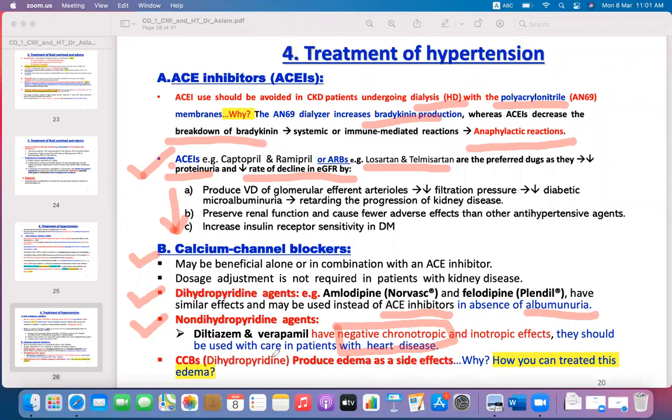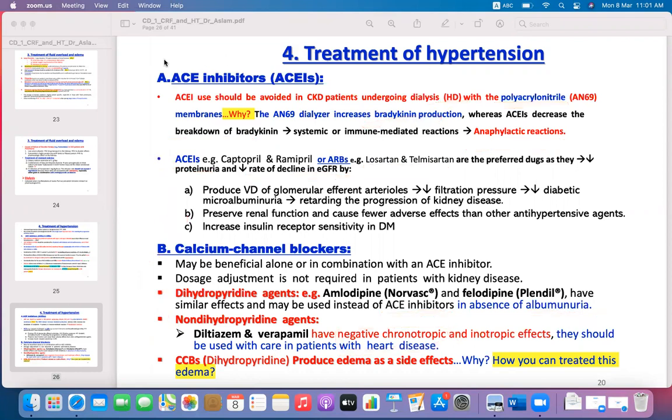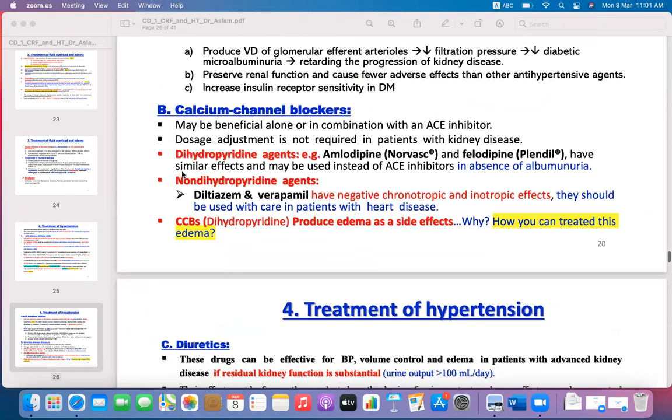So these are the drugs which are used in the management of hypertension in chronic kidney diseases.